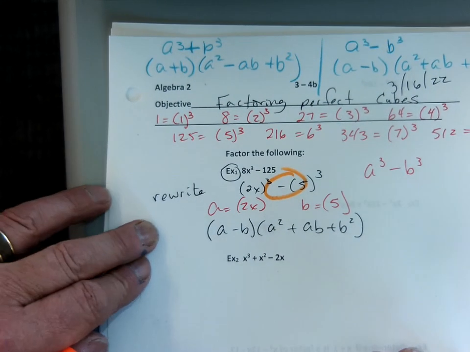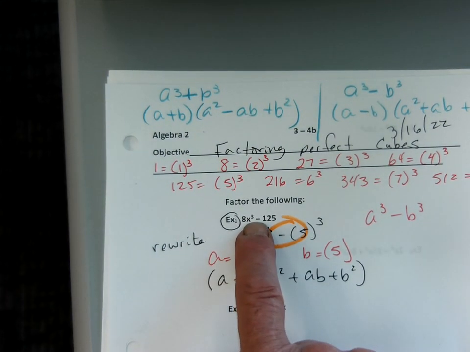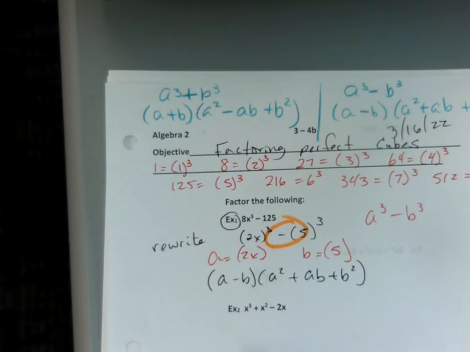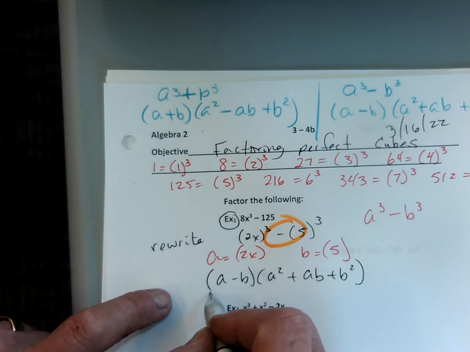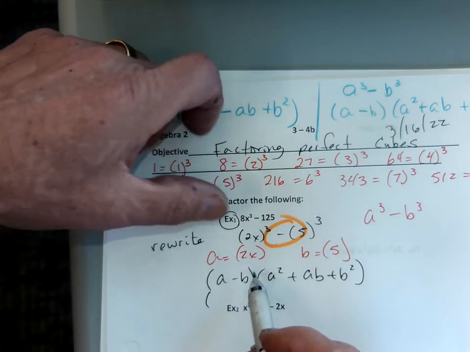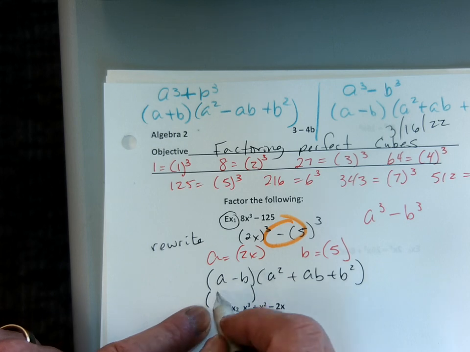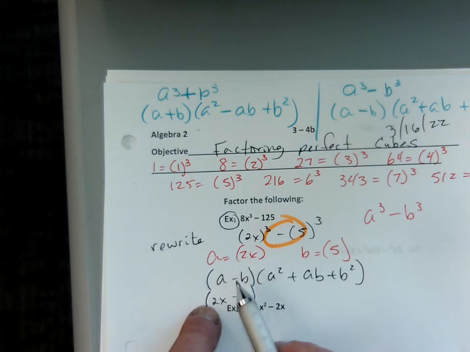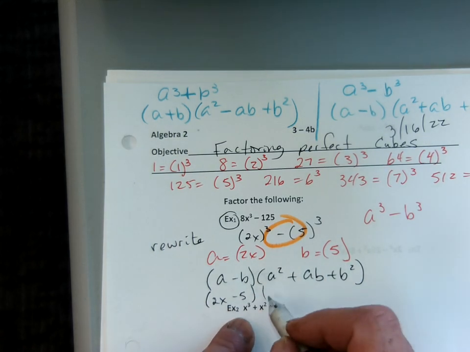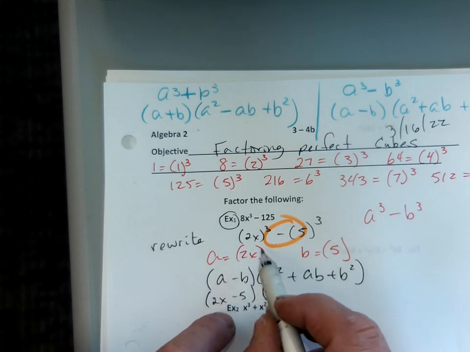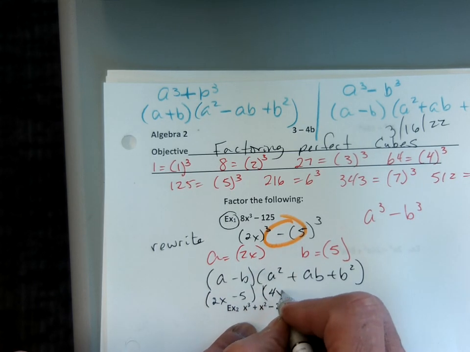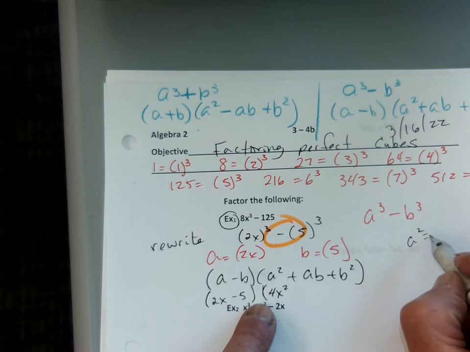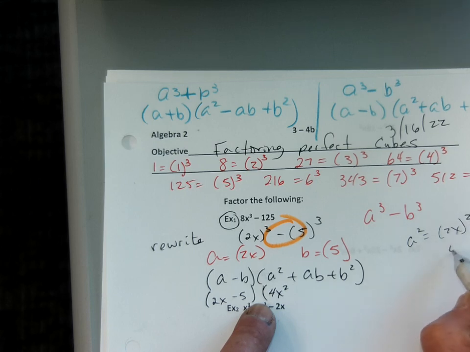Why are you using that one again? Great question, Brian. See the subtract right there. Now I'm just going to plug it in. A is 2x, minus b is 5. So I put my 2x in for a and my 5 in for b, and then I go (2x) squared, which is 4x squared. Where did the 4 come from? A squared is the same thing as (2x) squared, which is 4x squared.